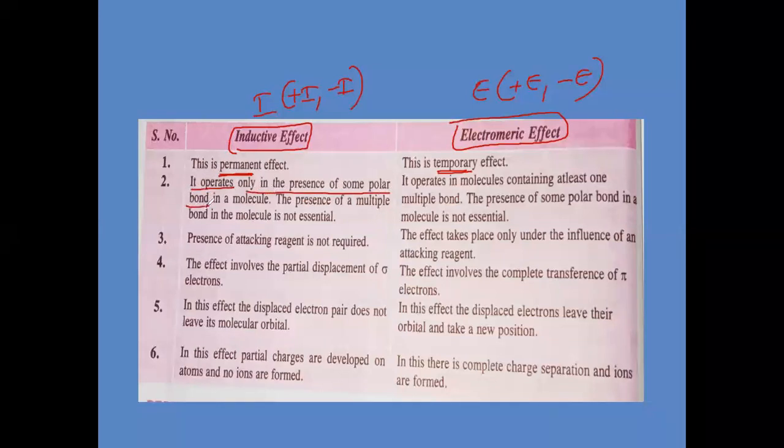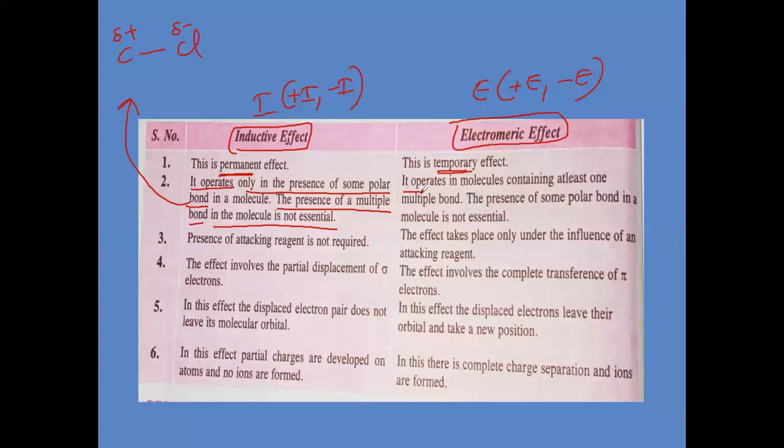And it operates only in the presence of what? Some polar bond. Polar bond means what? Generally a carbon-Cl bond: Cl gets a negative charge, carbon gets a positive charge. This bond is called a polar bond. So whenever a polar bond is there, only then will the inductive effect be taken. Next, the presence of a multiple bond in the molecule is not essential here. A double bond need not be present. Simply one polar bond should be present.